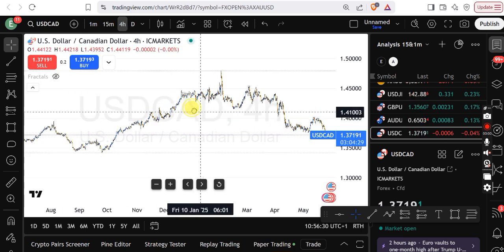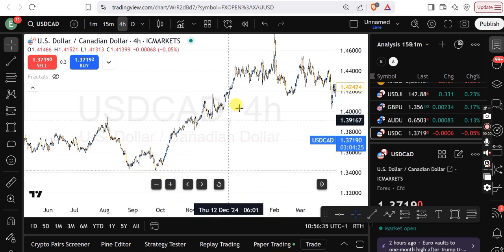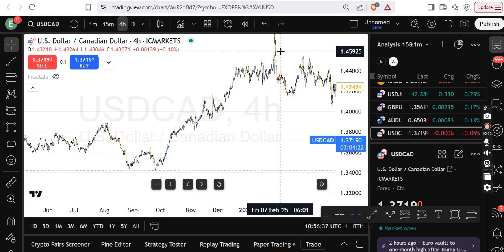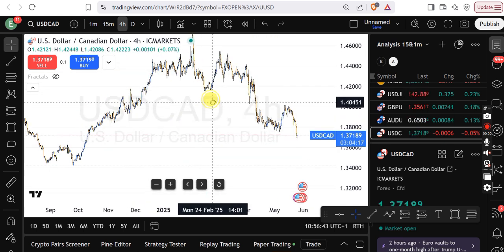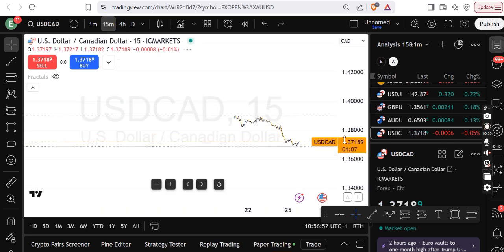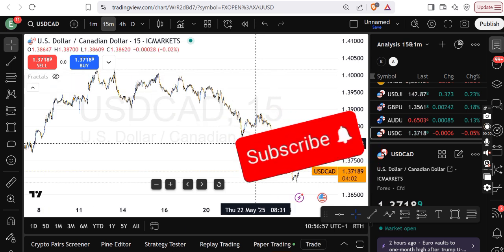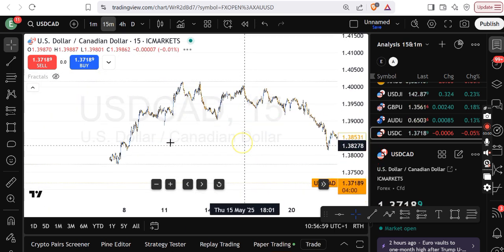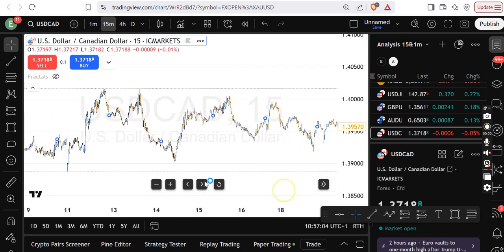So we come down to the 4-hour time frame where we can actually see what's happening. You can see this impulsive move to the upside, and now we're having a correction. So this is the 4-hour time frame. This will help us to know what to do when we go down to the lower time frame. So let's go to 15 minutes. You can see on 15 minutes it is completely in a downtrend, because of the correction from the higher time frame, which is the 4-hour.